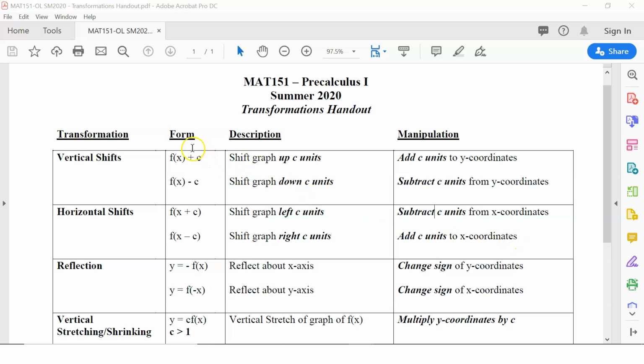So most people find it easier to understand vertical shifts, right? Plus c goes up in the positive y direction, minus c goes in the negative y direction or down. If you can understand vertical, just remember that horizontal shifts will be opposite. That plus really goes in the negative x direction, minus goes in the positive x direction.